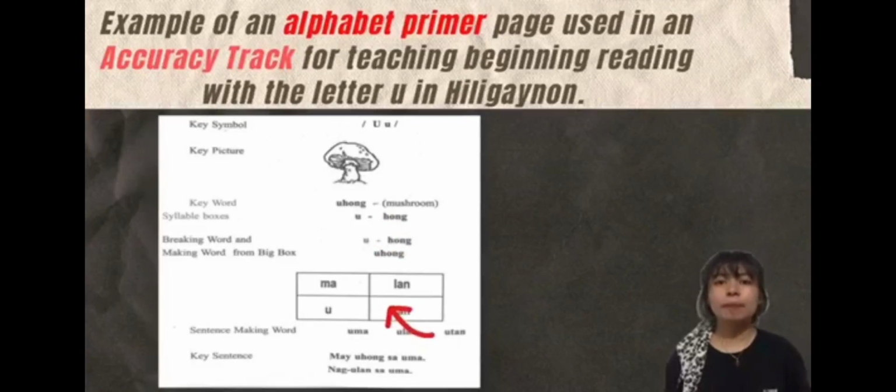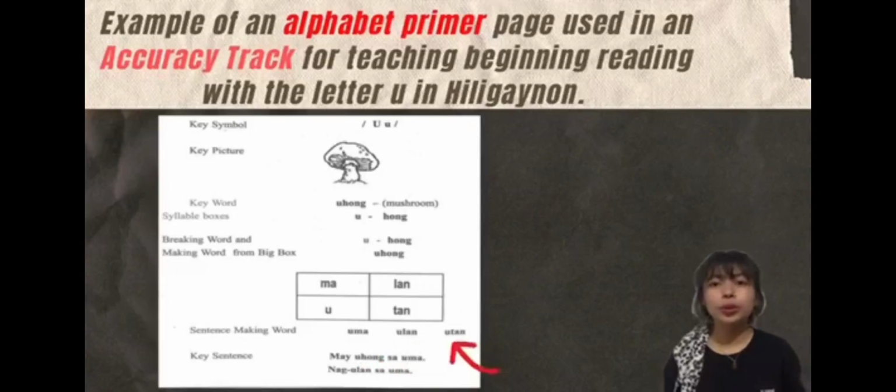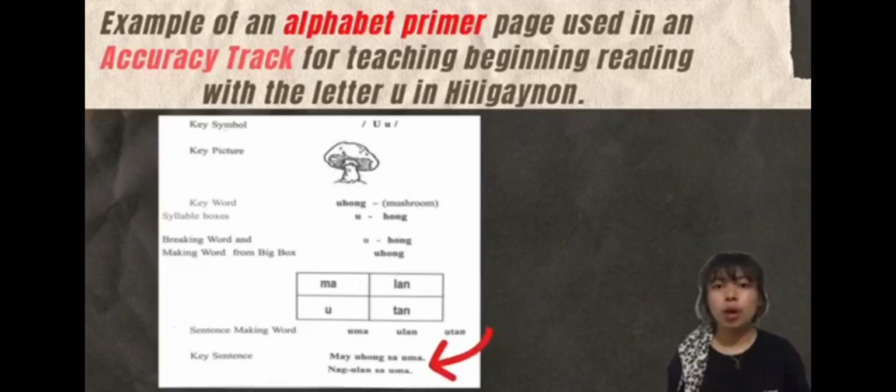This one is a big box with syllables or symbols from the K words plus other syllables that can be formed to make a sentence, making words like uma, ulan, utan. Out of these words, we can make a simple sentence like "May uhong sa uma, nag-ulan sa uma." This is the example of an alphabet primer.